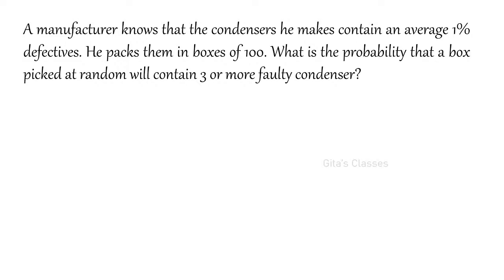Those who have completed, please go through this question. A manufacturer knows that the condensers he makes contain an average 1% defective. He packs them in boxes of 100. What is the probability that a box picked at random will contain 3 or more faulty condensers? Always remember, when n is large and p is very small, then you have to go for Poisson distribution. Otherwise, you have to go for binomial.